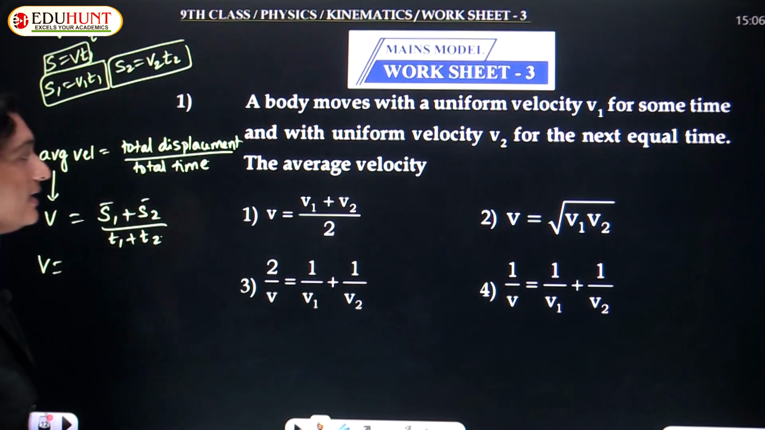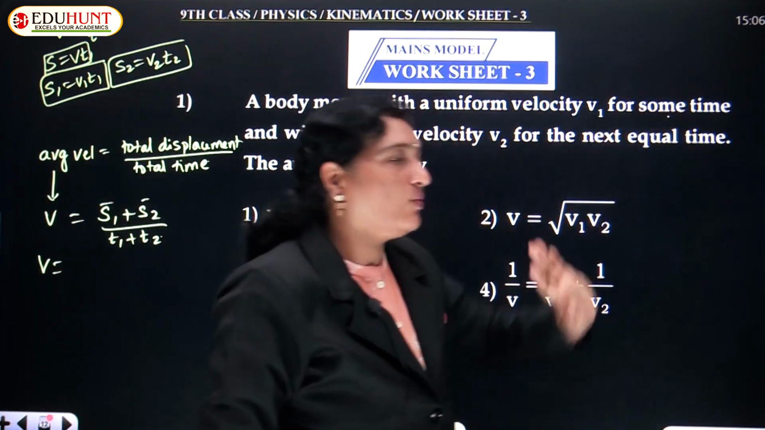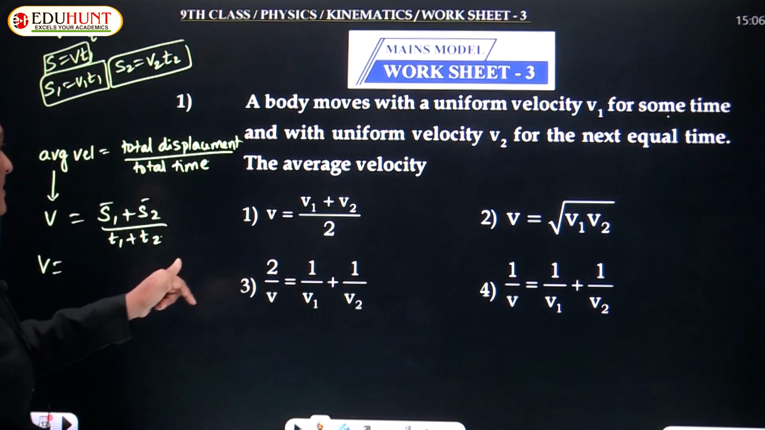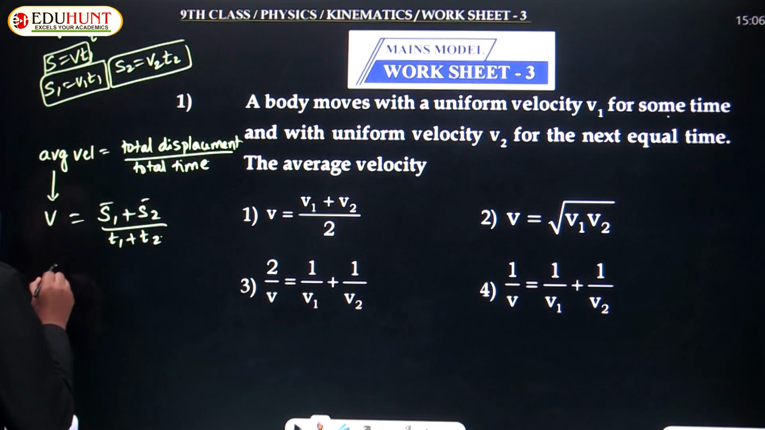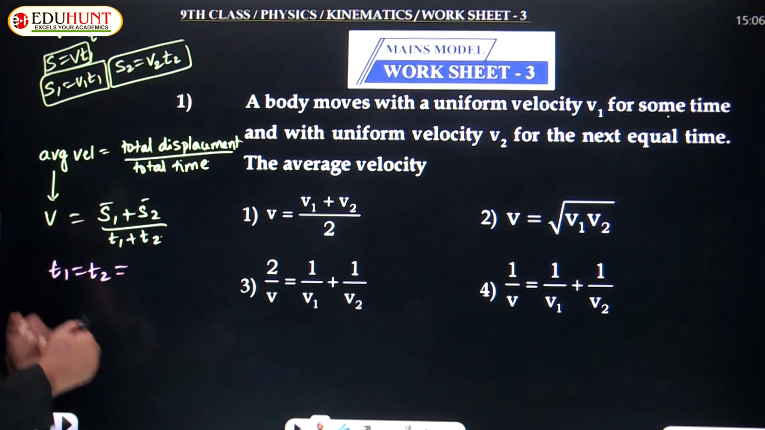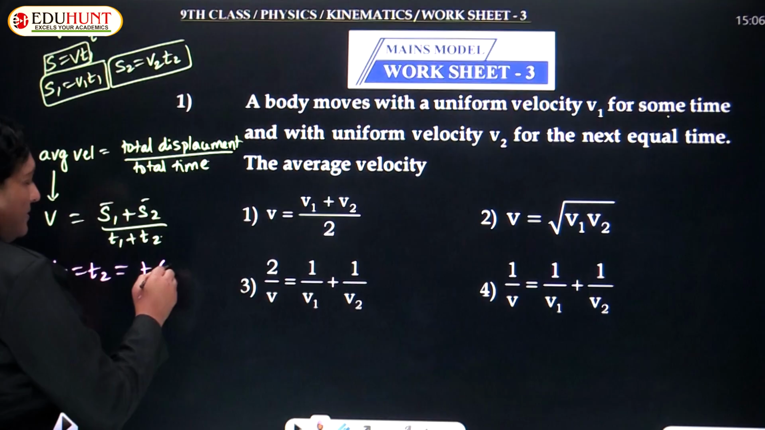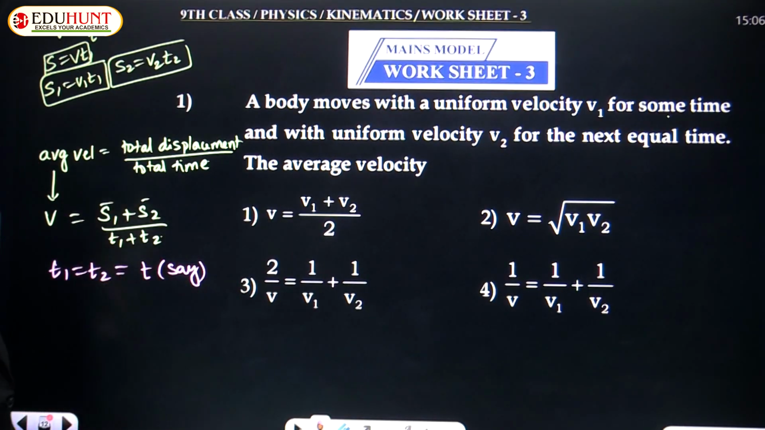But here in the question it was given that for some time and next equal time. So, what they are trying to tell us is the value of T1 is equal to T2. Given condition T1 equals T2. Let us indicate each time as some T. Let us suppose T1 equals T and T2 is also equal to T.